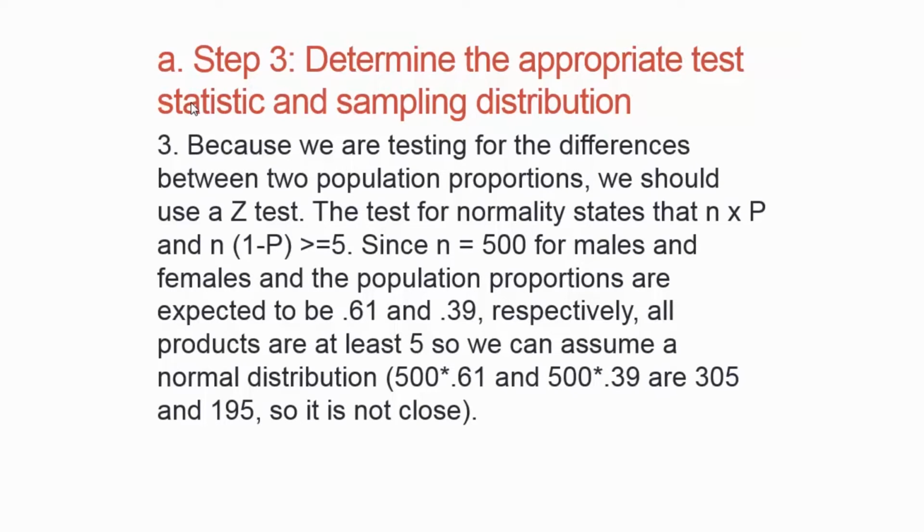To make sure that we can use this test, we need to know that we have a normal distribution. Our formula or test for normality says n times p and n times 1 minus p, both of those products should be at least 5. Since we have a large sample of 500 for males and females, and the proportions are pretty close to 0.5 at 0.61, 0.39, we're not likely to have a problem with this formula. So if we multiply 0.61 times 500, 0.39 times 500, we get 305 and 195. So it's not even close to being 5. So that says I can use a z proportion test.